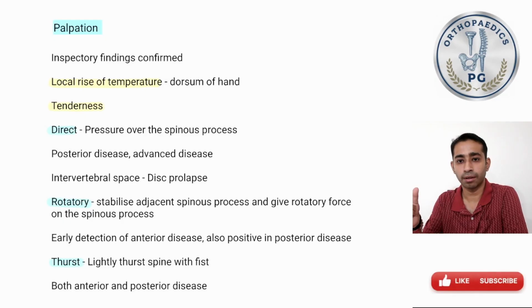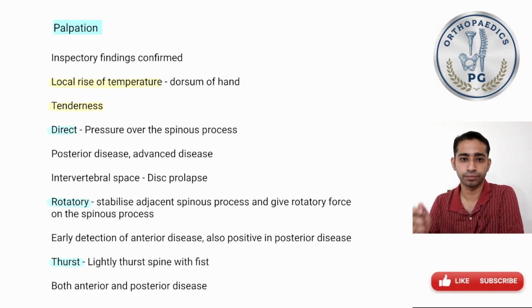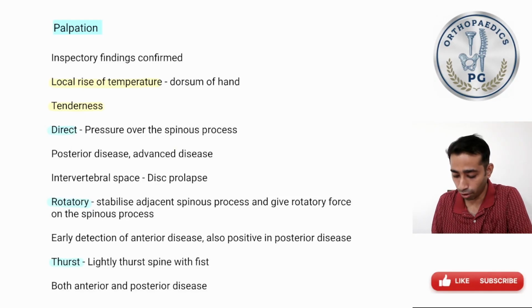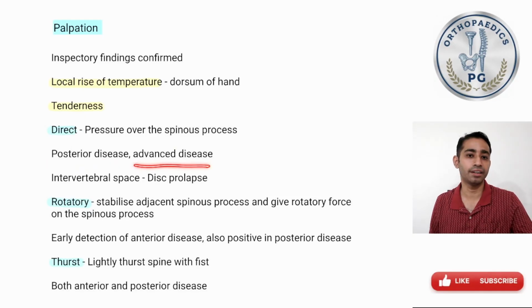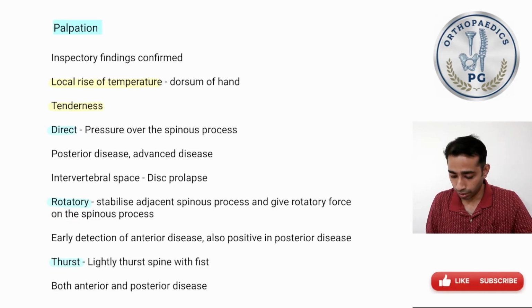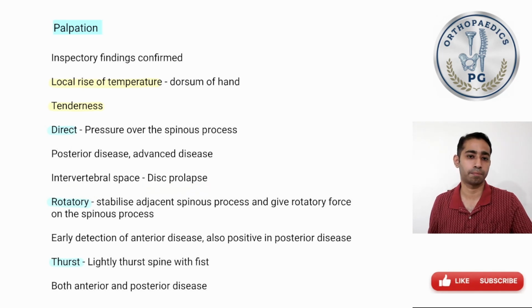Here, with your thumb, you give pressure over the spinous processes. This is more indicative of a posterior disease or a very advanced anterior disease. If there is direct tenderness in the intervertebral space, this is indicative of a disc prolapse.